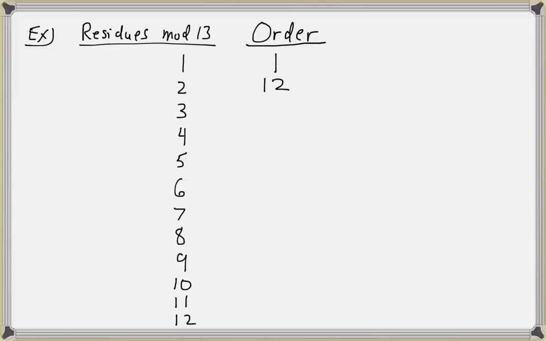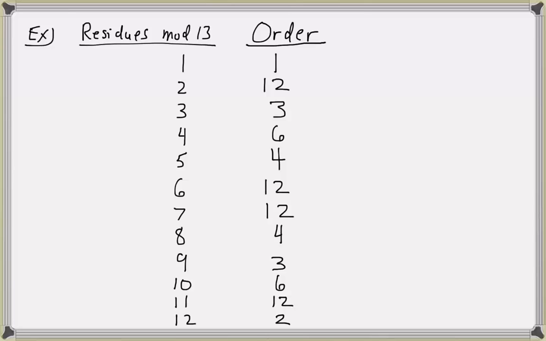You could verify these by just looking at these powers. So look at 2 to the power 12, and you would look at all the smaller powers and see that none of them are congruent to 1 mod 13. The order of 3 is 3. The order of 4 is 6. The order of 5 is 4. The order of 6 is 12. The order of 7 is 12. The order of 8 is 4. The order of 9 is 3. The order of 10 is 6. The order of 11 is 12. And 12 squared is one more than a multiple of 13. So the order of 12 is 2.